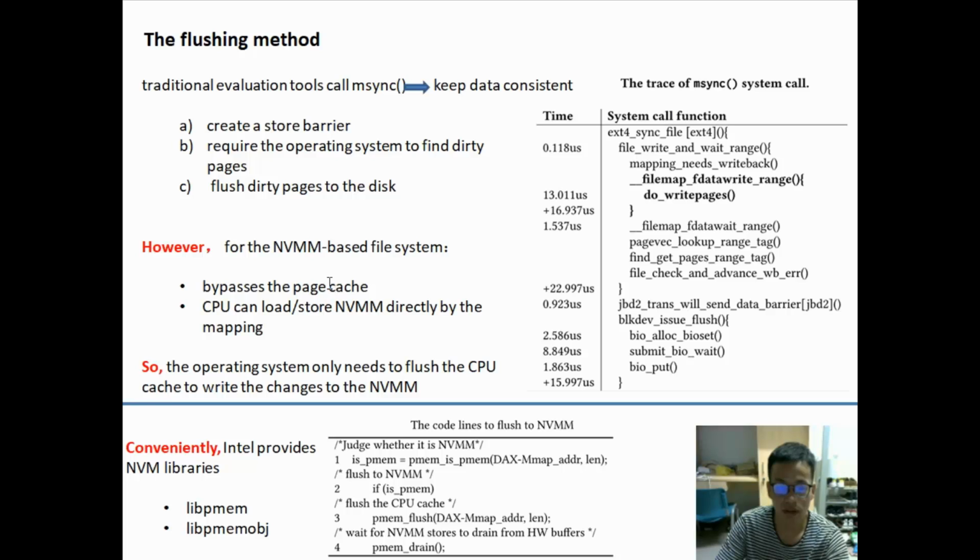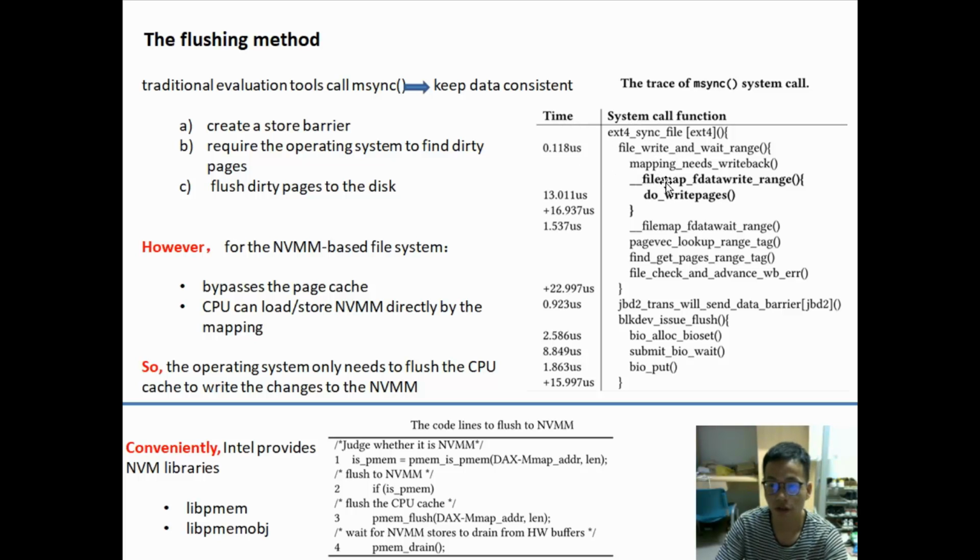For both the traditional file system and the NVM file system, existing evaluation tools usually call msync to keep data consistent, which is a standard action for a traditional file system based on a block device. However, msync will create a bottleneck, which requires the operating system to find dirty pages and flush them to the NVM disk. We use the kernel function trace to check its subfunctions and the execution time. The left side of the table is the execution time of the function, and the right side is the corresponding function.